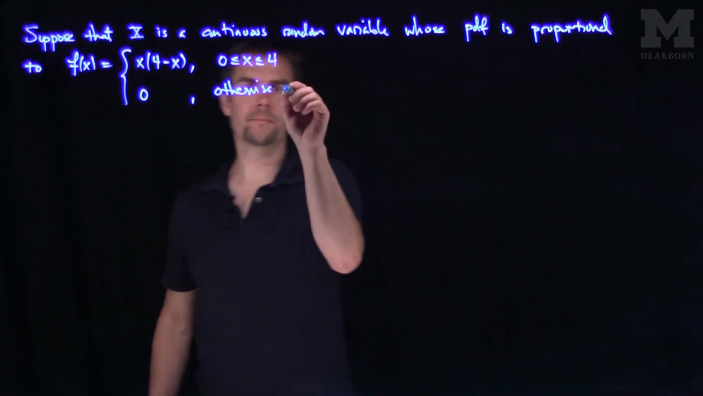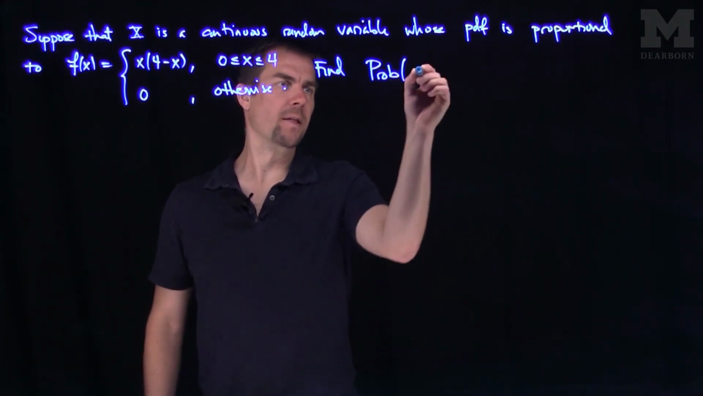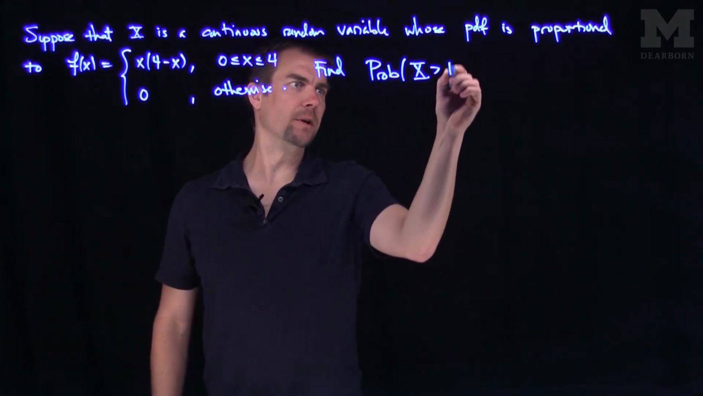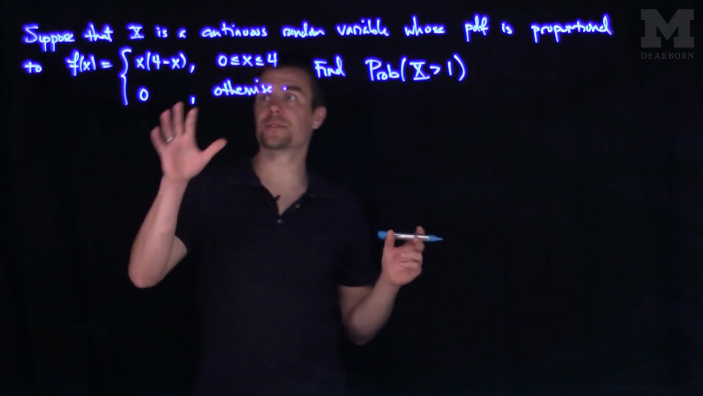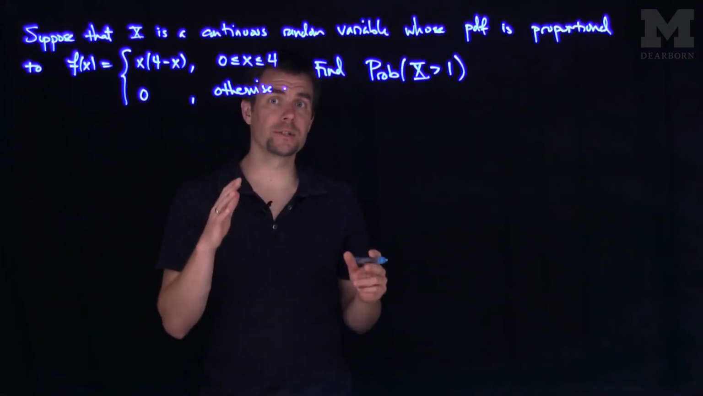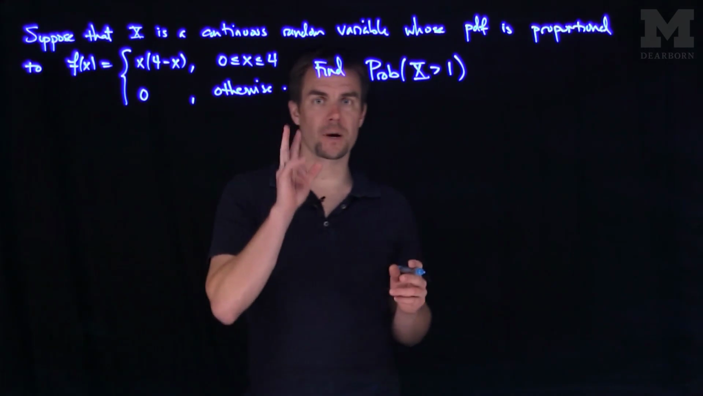Let's find the probability that this random variable X is bigger than 1. So we know that this function, f of x, is the probability density function for the continuous random variable X. We also know two things about PDFs.